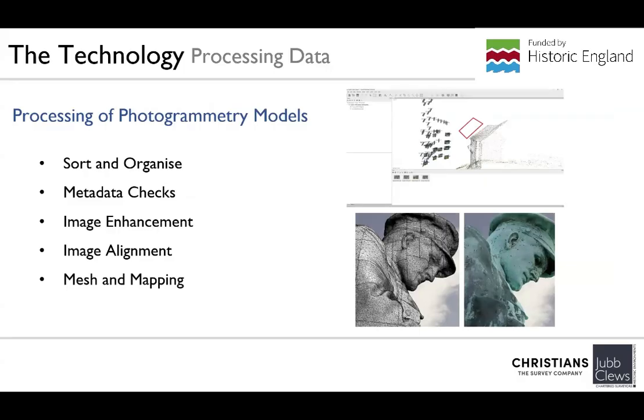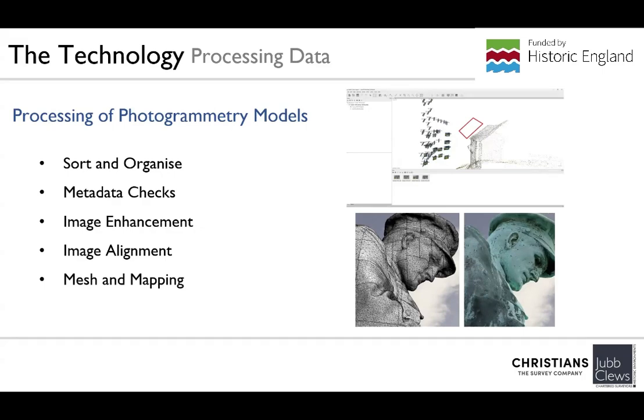Processing of photogrammetry models. For photogrammetry models, high-quality images lead to high-quality reconstructions. Here's what we do during the processing. We sort and organise all the images, removing blurry or overexposed images and rename files systematically. We do metadata checks, ensuring the GPS coordinates, timestamps, and camera settings are all correct. We work on image enhancement, adjusting contrast, brightness, and sharpness for optimal feature detection.